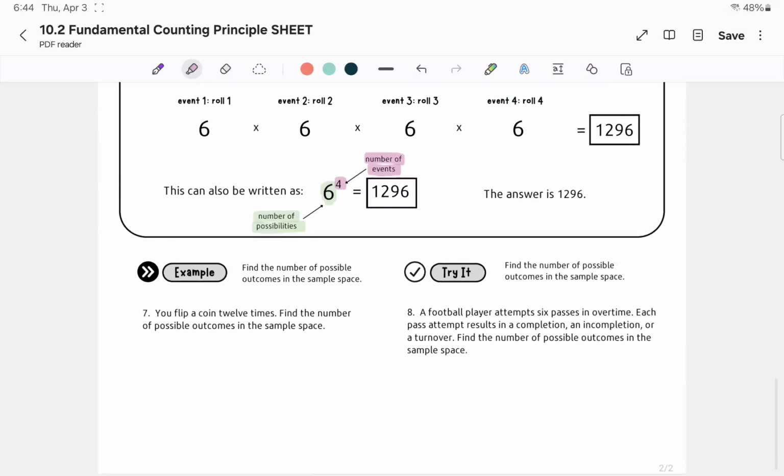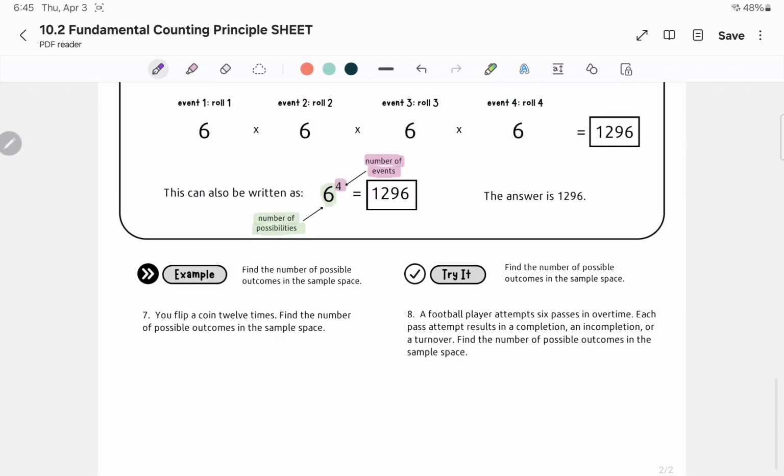So let's look at number 7. It says you flip a coin 12 times, find the number of possible outcomes in the sample space. So if you're flipping a coin, how many possibilities is that? It's just heads or tails, so that's 2. You're flipping it 12 times, so our exponent is going to be 12. And we use the calculator. So we're going to put in 2, then the exponent key is that 5th button down, and then the 12. Hit equals, we should get 4,096.